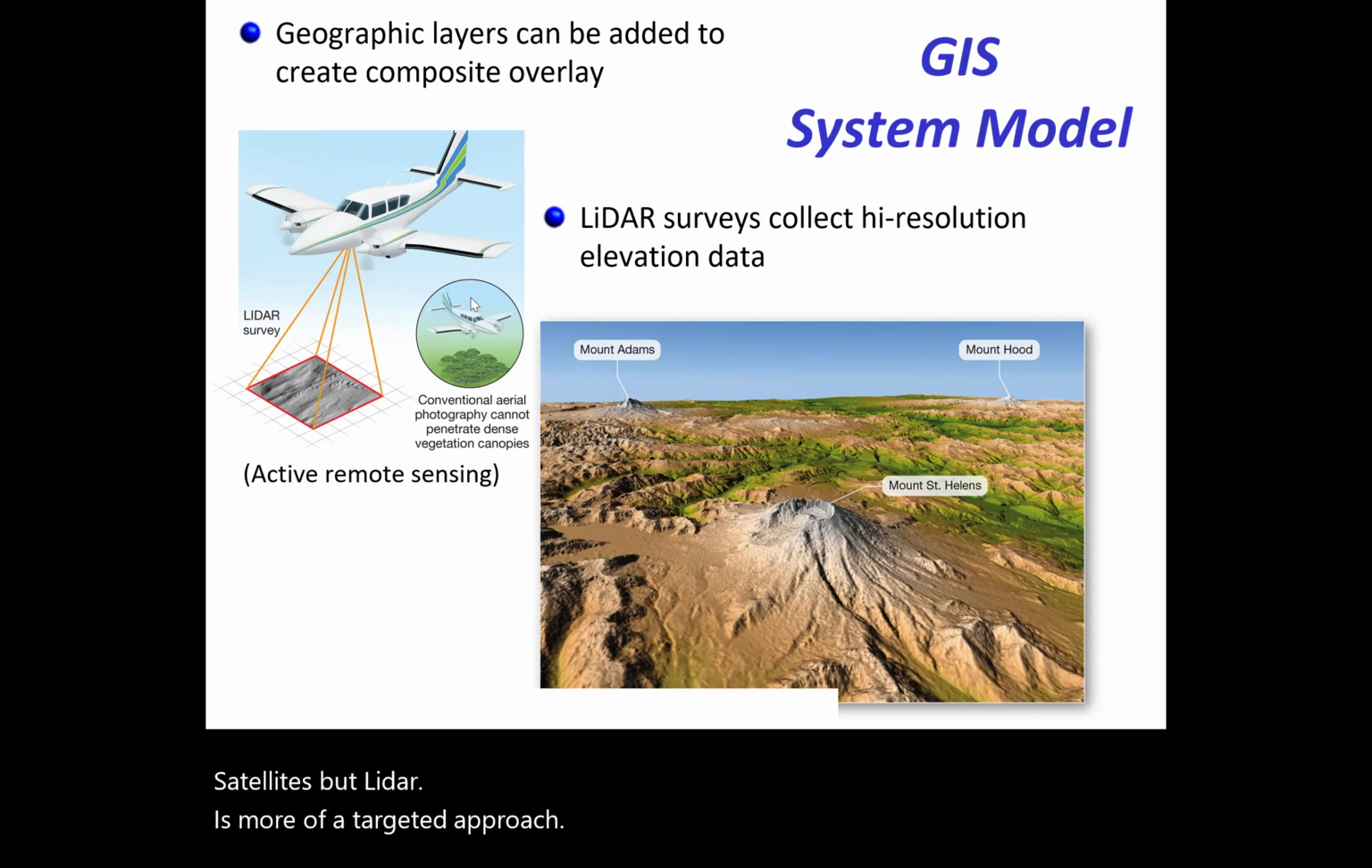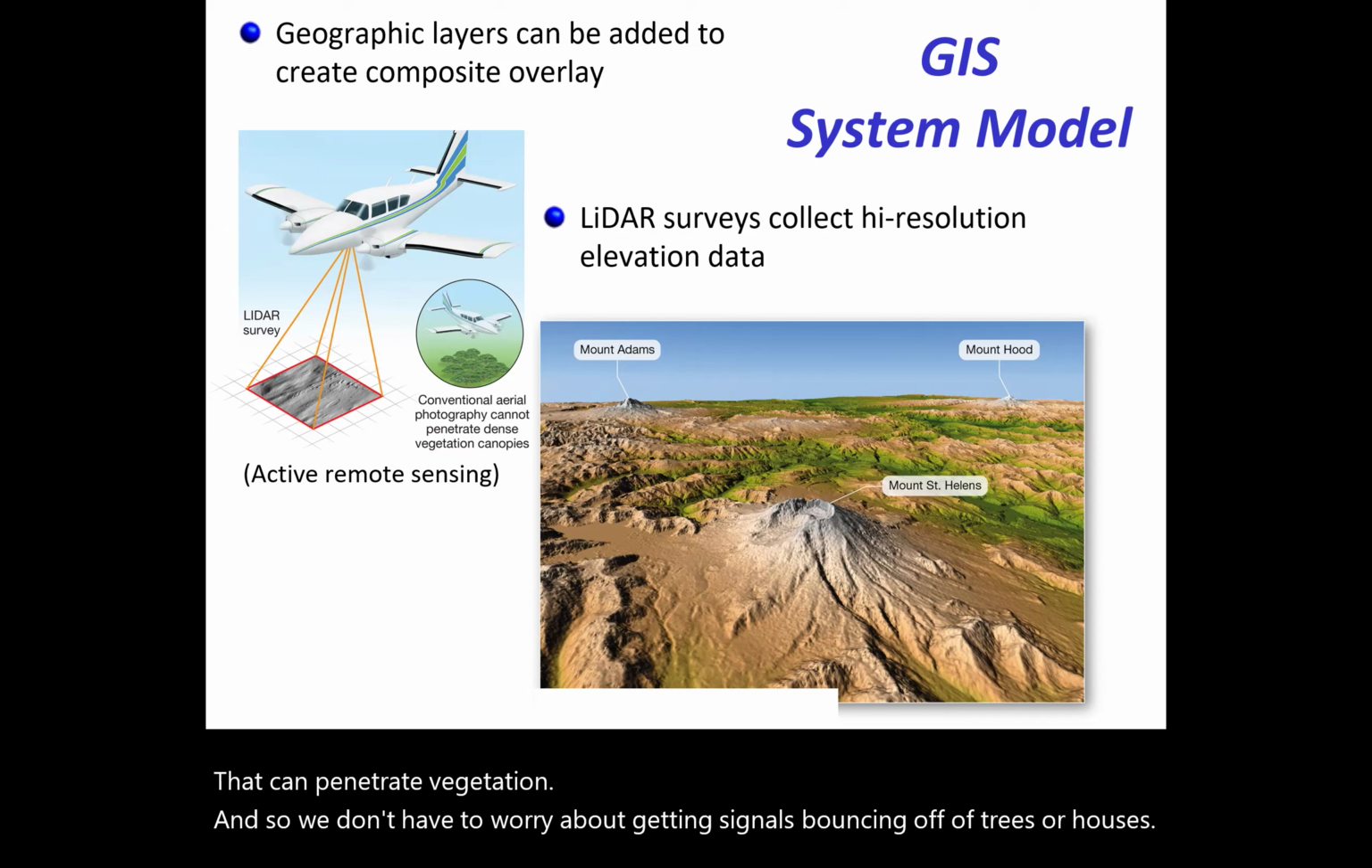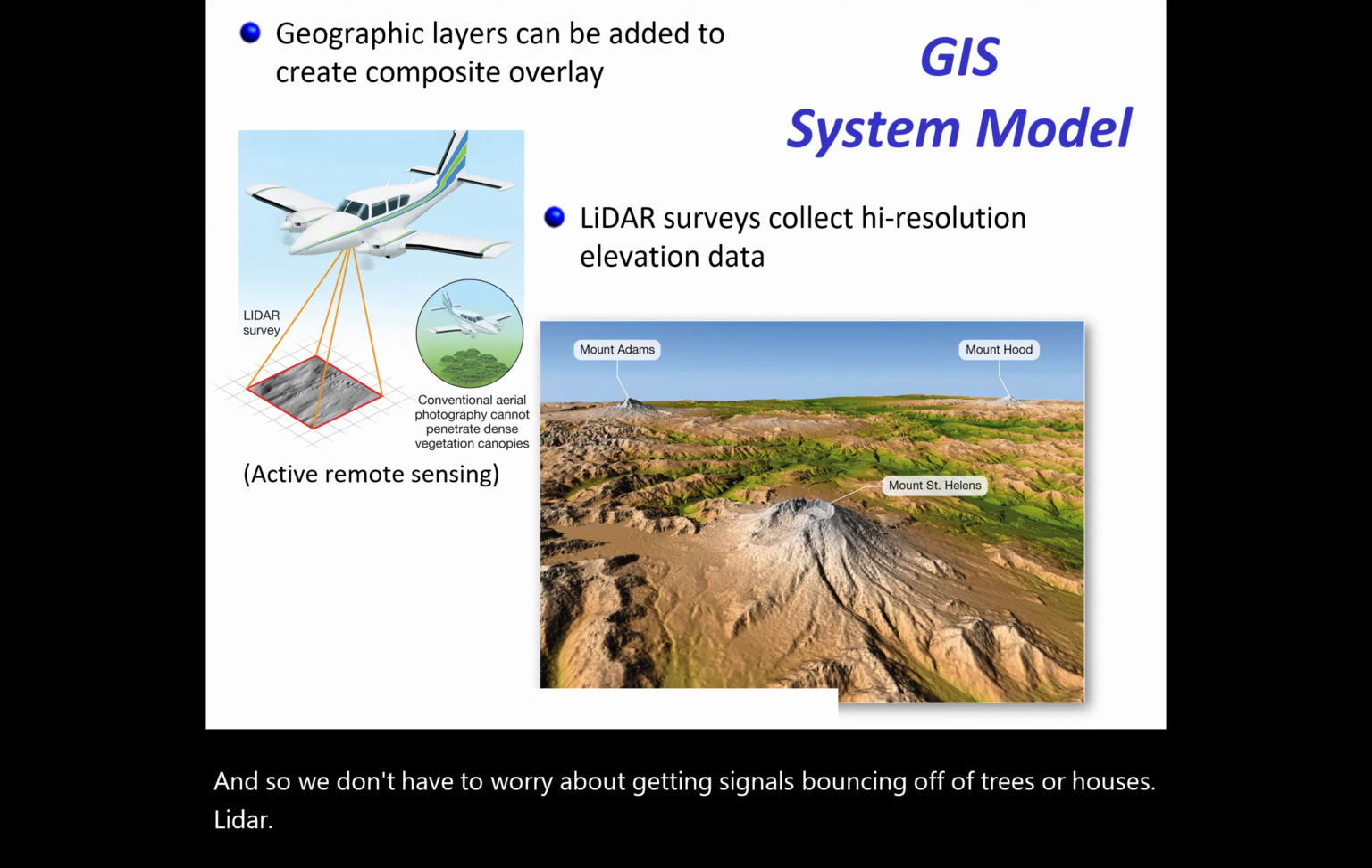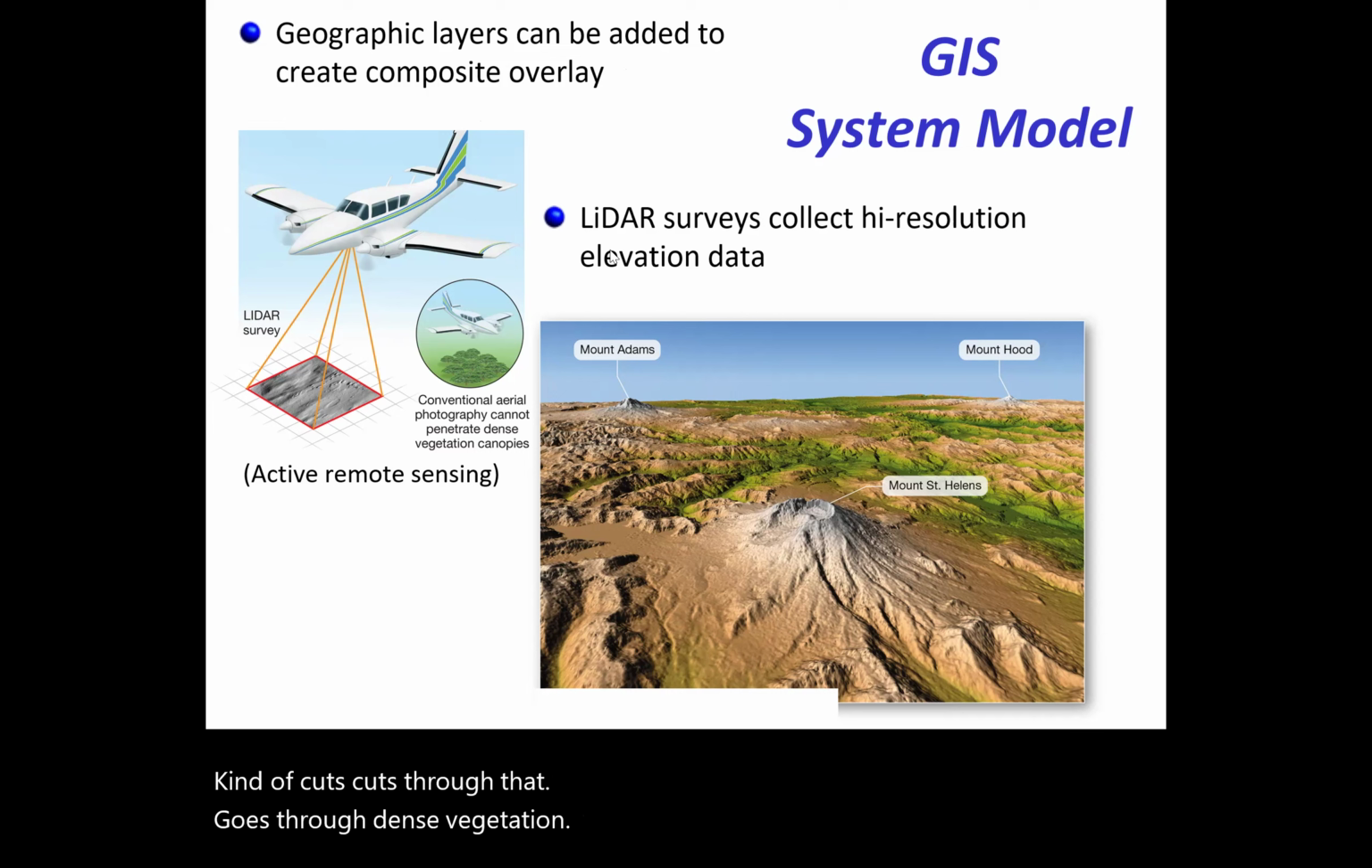This is active remote sensing because LiDAR is using light, a certain type of light, that can penetrate vegetation. And so we don't have to worry about getting signals bouncing off of trees or houses. LiDAR kind of cuts through that, goes through dense vegetation. And so we get actual ground relief in places where we maybe were never able to before.